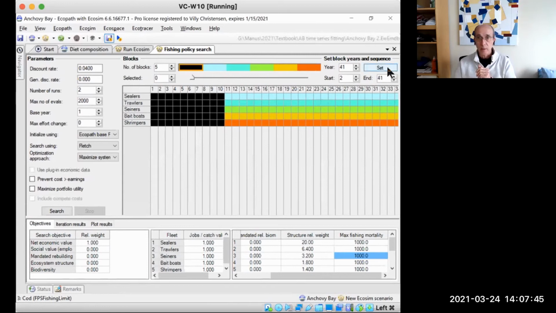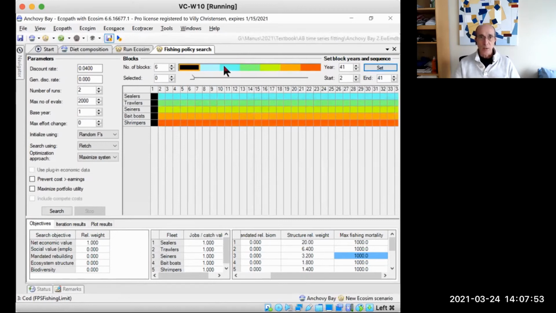I'm going to go back and reset it here. What you can figure out from this is also what a color means. By default, right now we have 6 colors up here, and a color means find me a fishing effort. Just like in the time series fitting, a color meant find me a vulnerability. Now here color means find me a time series. And we could change those numbers.